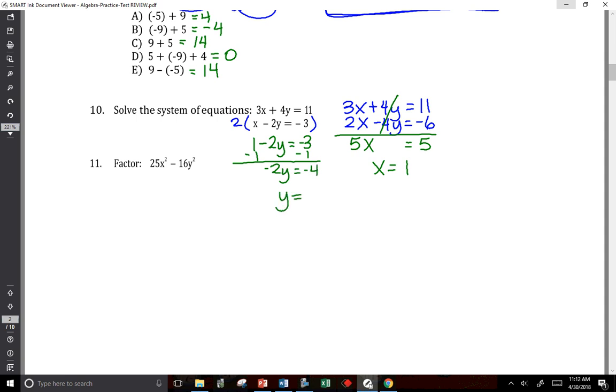Number 11, we need to factor that. Any ideas what to do here? It is perfect squares. 25x squared, the square root of that would be 5x. And then 16y squared, the square root of that is 4y.